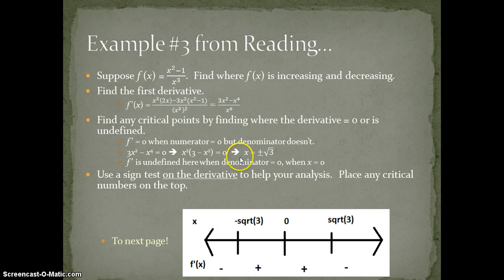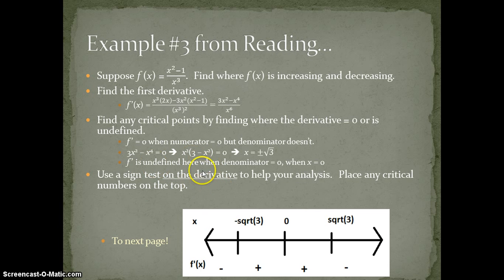We're going to use our sign test. We've got our three critical points, negative root 3, 0, and root 3. Don't forget about that 0. A lot of people tend to forget our critical points when f prime is undefined. We do a quick sign test.